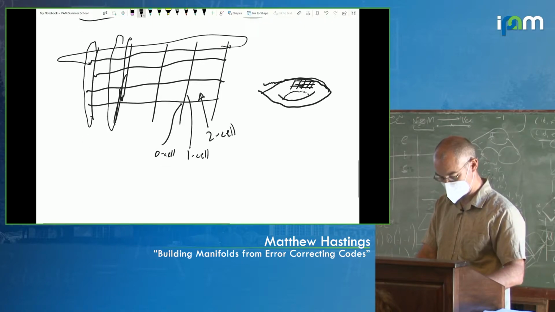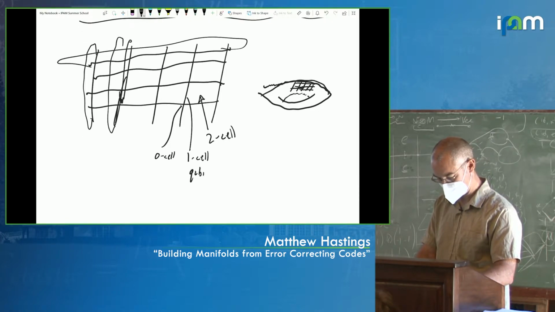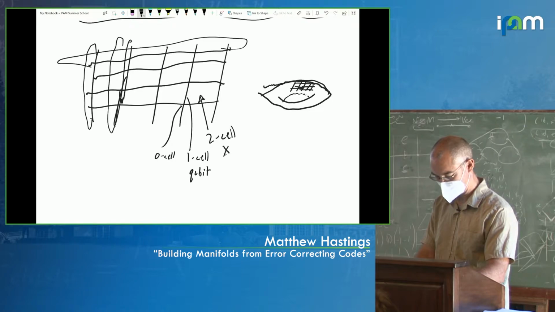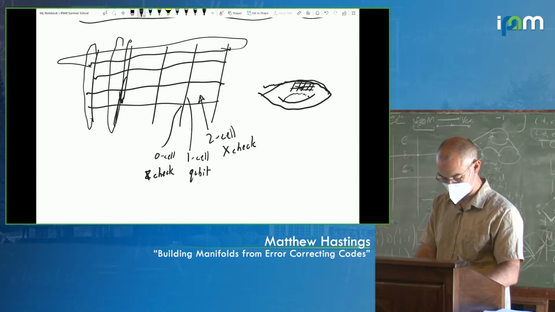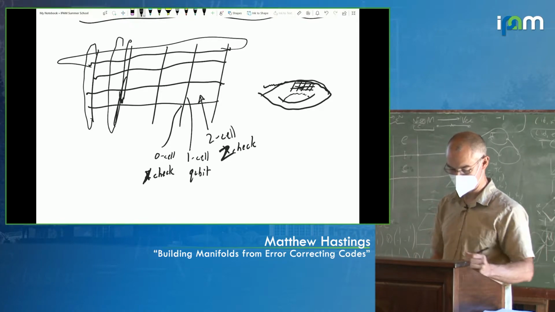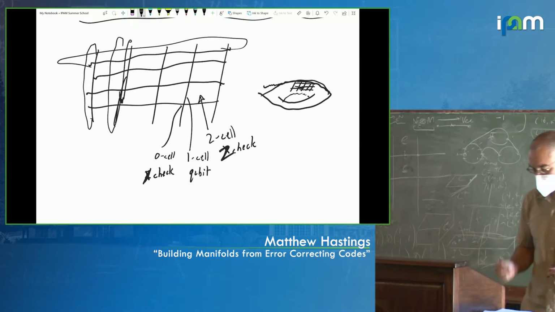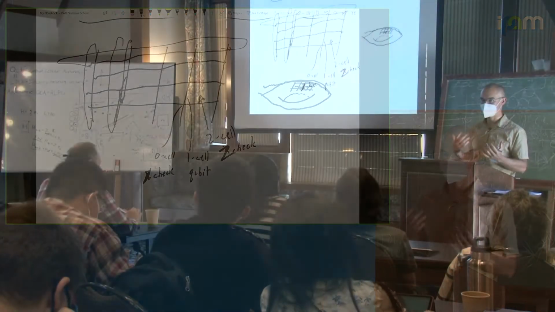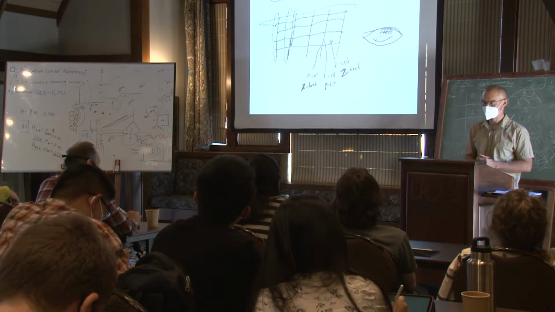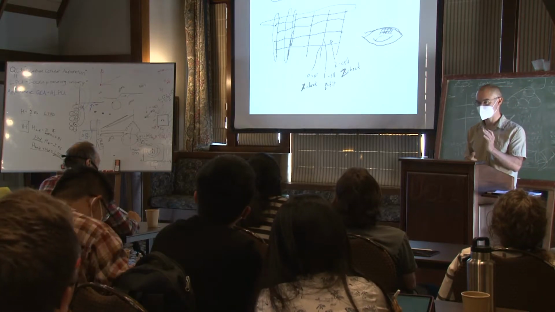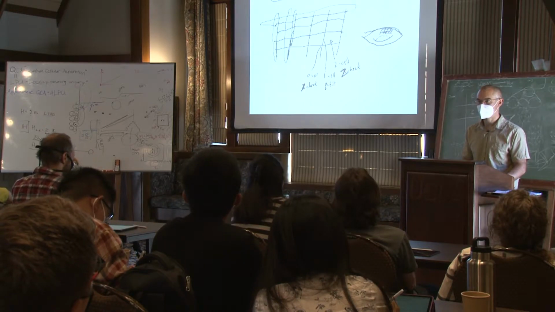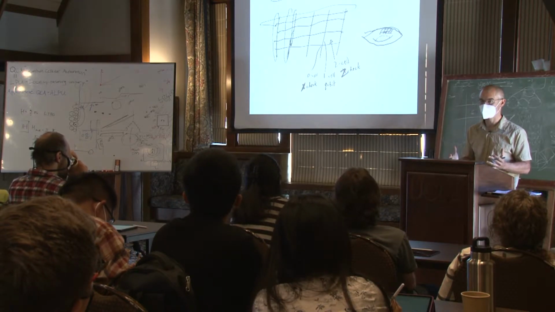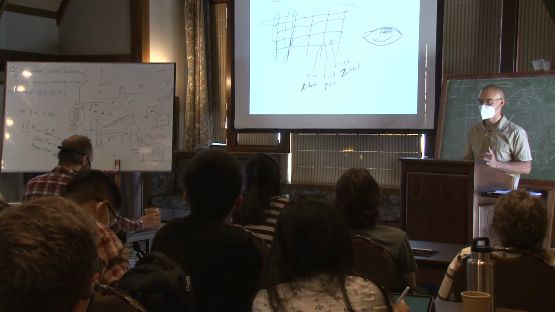And what you do is for every one cell, you assign a qubit. For every two cell, you assign an x check, or maybe a z check, I forget my convention. And for every zero cell, you assign a z check. Actually, I think I'm using the opposite convention. So let's say a z check on a two cell and a zero cell is an x check. And this gives you a chain complex. So you have one qubit per edge.